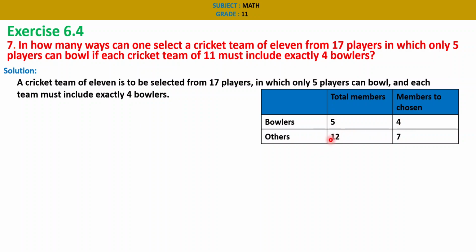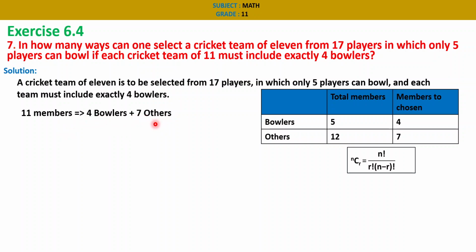Apart from the bowlers there will be 12 other members, right? Because from the 17 if we subtract 5 we get 12 others. So from these 12 members we need 11 minus 4, which will be 7. So 7 members we need to select. So 11 members should be selected, that is 4 bowlers and 7 others.